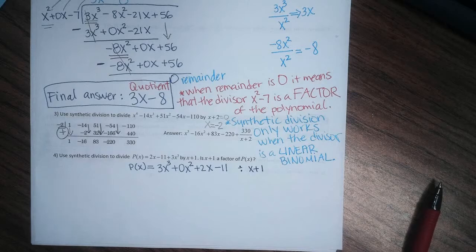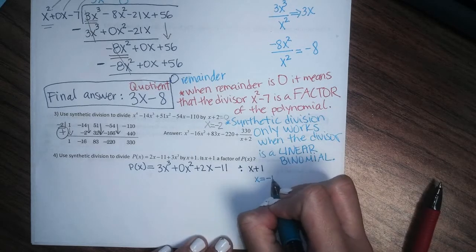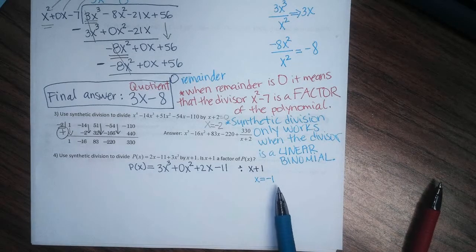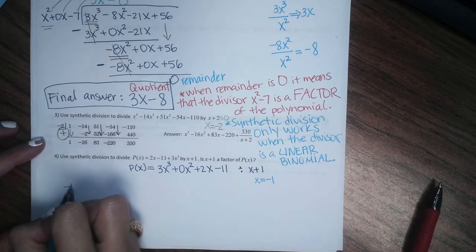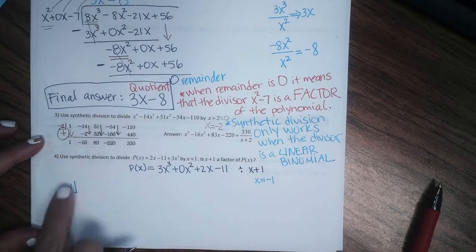You first get the x plus 1 and solve for x. So pretend that you set that to 0. So here, x equals -1. So this -1 will go in the house, or I don't know, box. I don't know why I keep calling it a house, but a box. So -1.